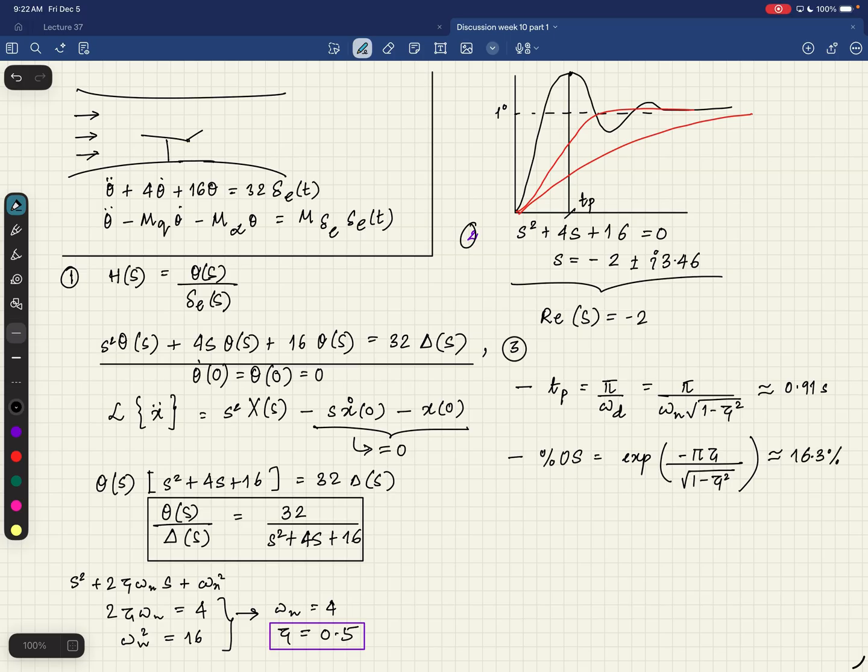What does this mean? That this time point in the graph is approximately 0.9 seconds. And if I had given a 1 degree input, then the peak overshoot is going to be 1.163 degrees. Okay.